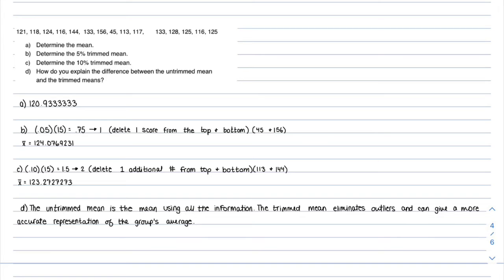And then finally, part D asked for the difference between untrimmed and trimmed means. Untrimmed uses the entire set of information that you were given, and it gives the exact mean of the information, but trimmed means will get rid of outliers, and a lot of times they can give a more accurate representation of the group because they don't have really high or really low numbers changing the average.